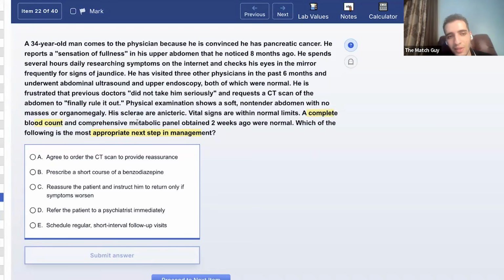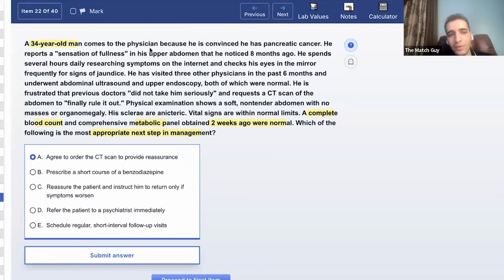He had a CBC and a metabolic panel 2 weeks ago. Okay. Which of the following is the most appropriate next step? Agree to order the CT scan to provide reassurance, prescribe a short course of benzo, reassure the patient and instruct him to return only if symptoms worsen, refer to psychiatry, or schedule a regular short-interval follow-up. I already know this question is ethics. So let's see here. When I see an ethics question, I do not read it in details. Try to see the vibe.